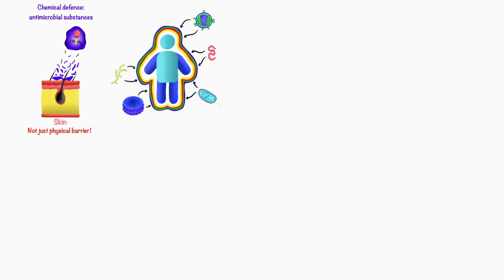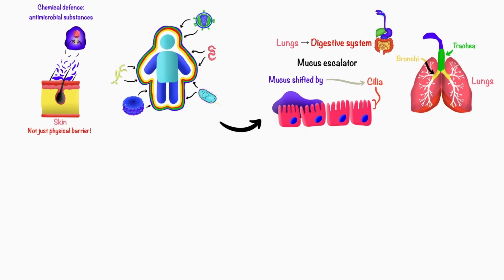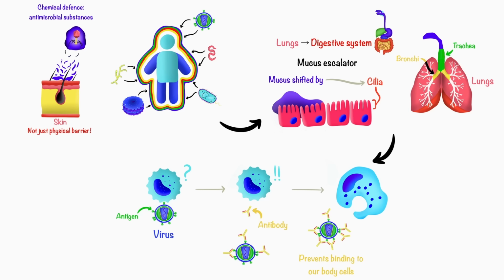Today, we're learning about the body's non-specific defense mechanisms, the barriers that stop pathogens entering in the first place, then examining what happens when pathogens breach these barriers and enter the body, and finally exploring how our immune system specifically targets and destroys different types of pathogens.